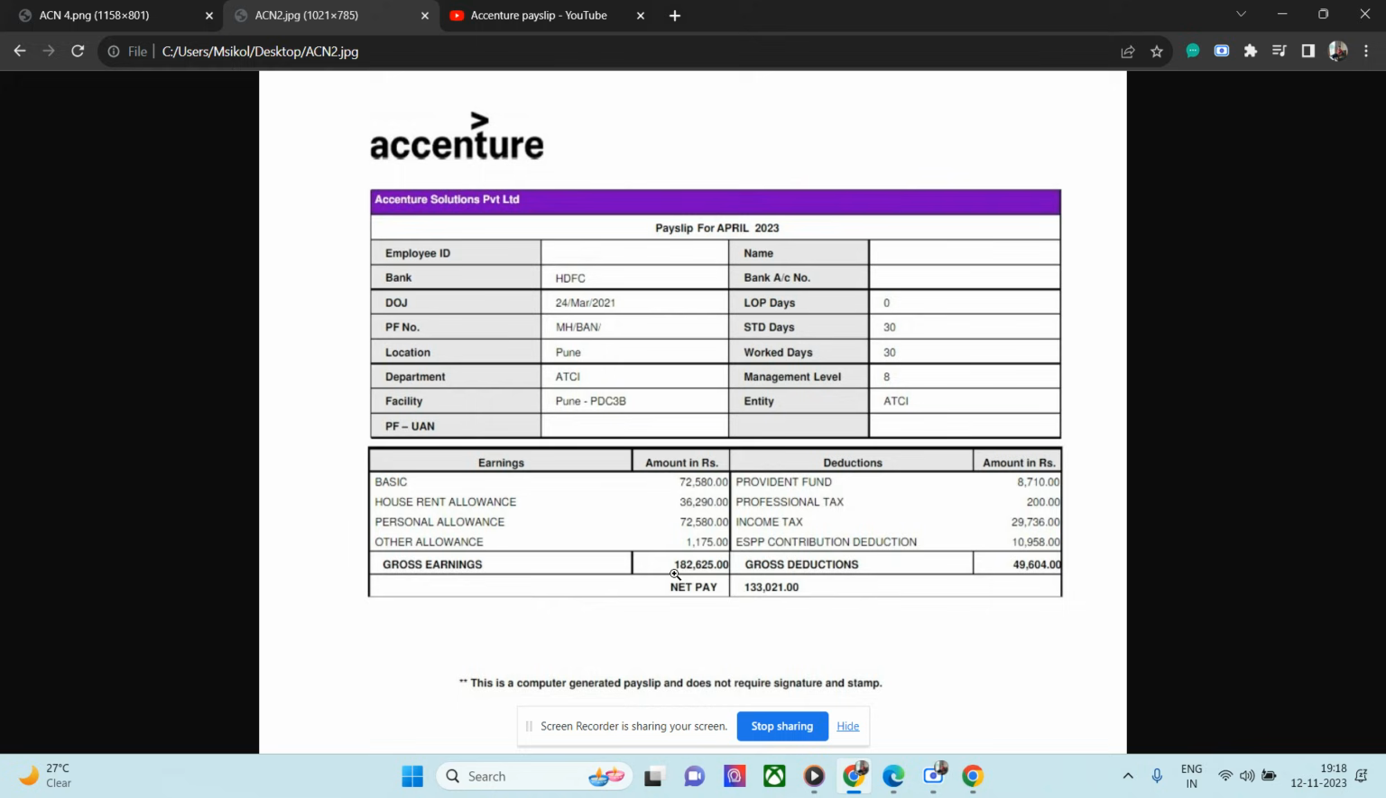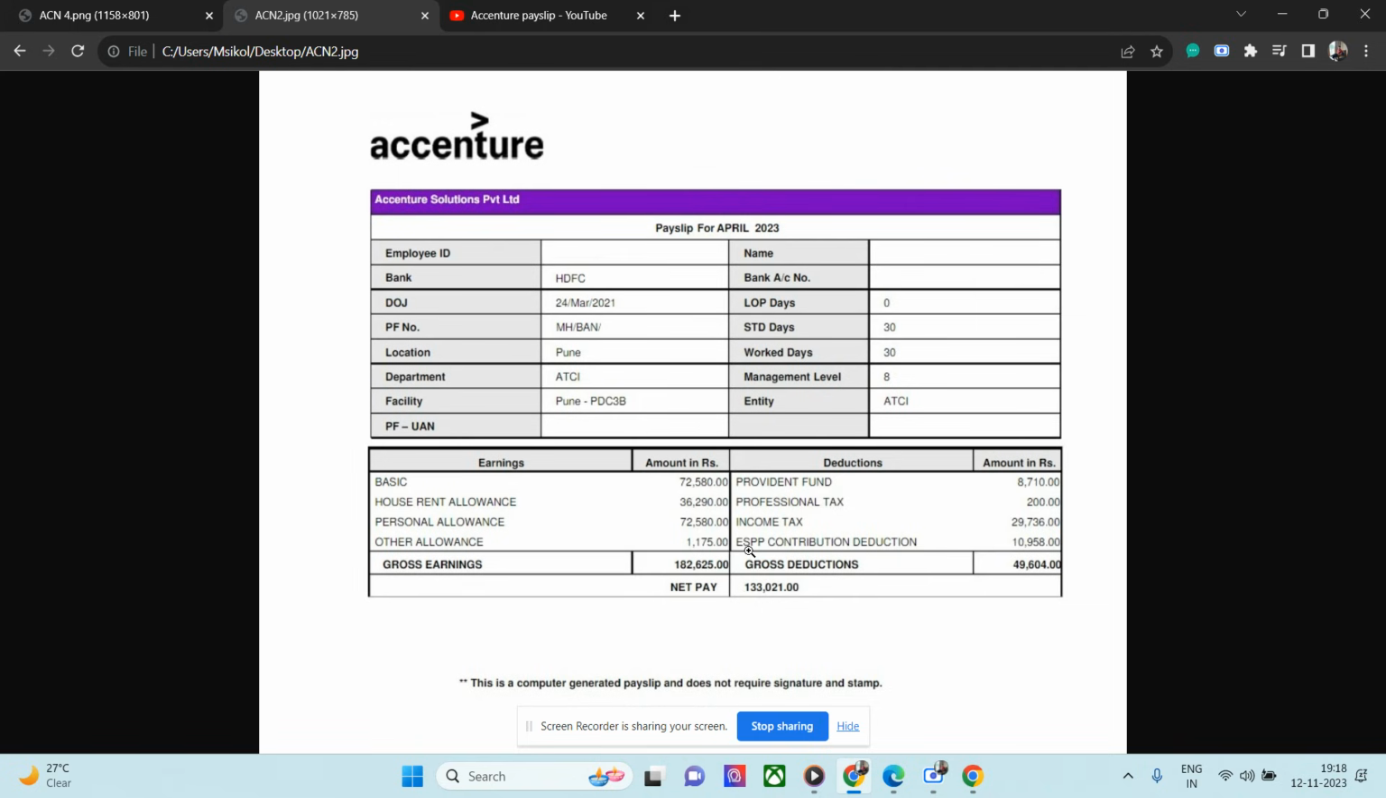So she's making 1.82 lakhs rupees, which is a good salary considering the experience that she has. Approximately 8 to 10 years of experience is required in order to become an associate manager. And provident fund is 12% of the basic pay, so 8.7. Professional tax, 200 rupees. This is again a state tax. Income tax, 29,736. So she is utilizing her exemption in a good manner.